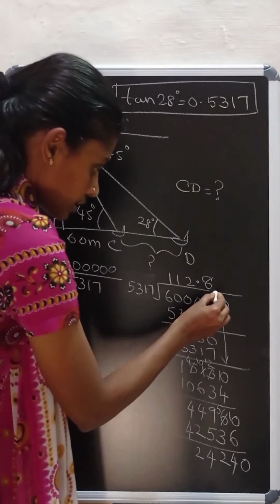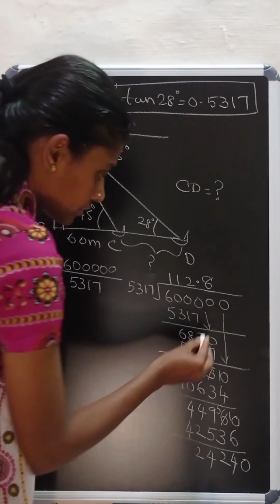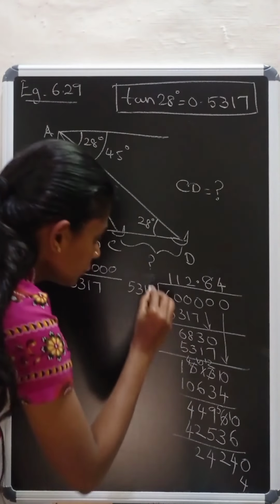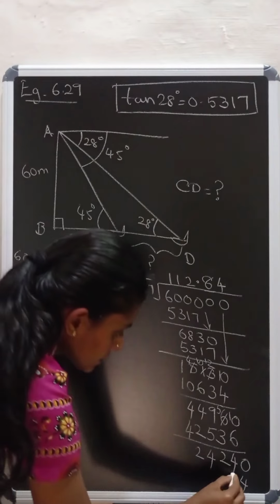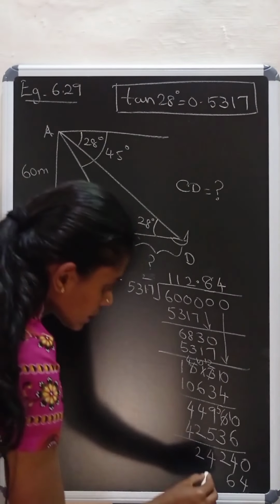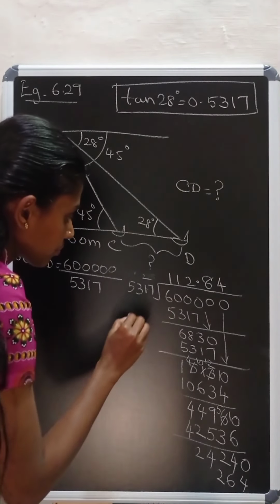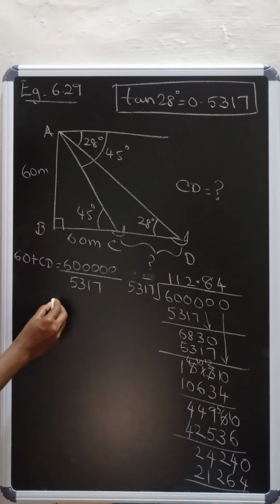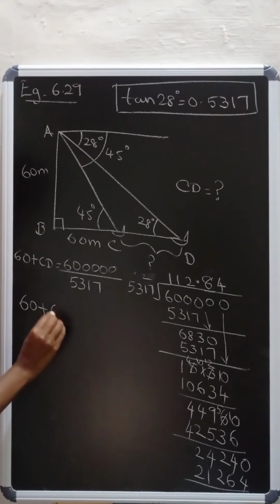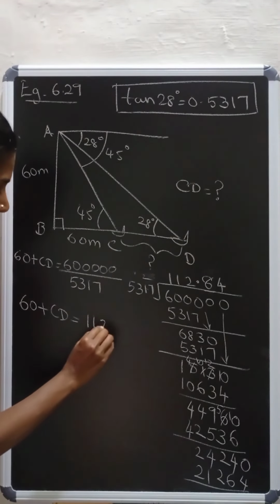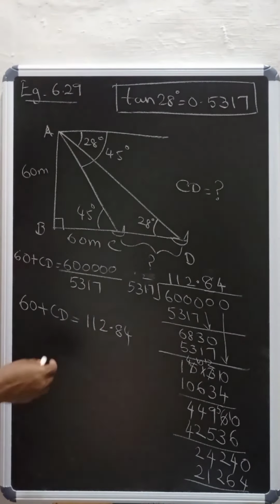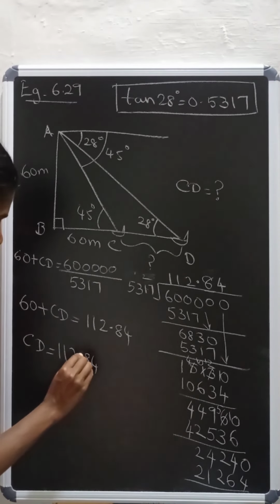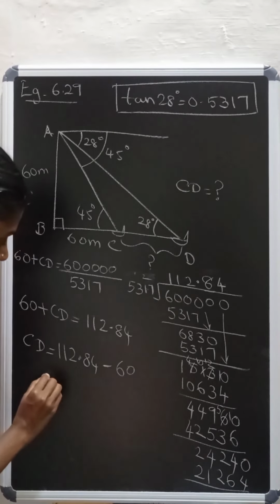Now we will take 4. 4 sevens are 28. 4 ones are 4, 5, 6. 4 threes are 12. 4 fives are 20, 21. So I am stopping with this. 60 plus CD is equal to 112.84. So CD is equal to 112.84 minus 60.